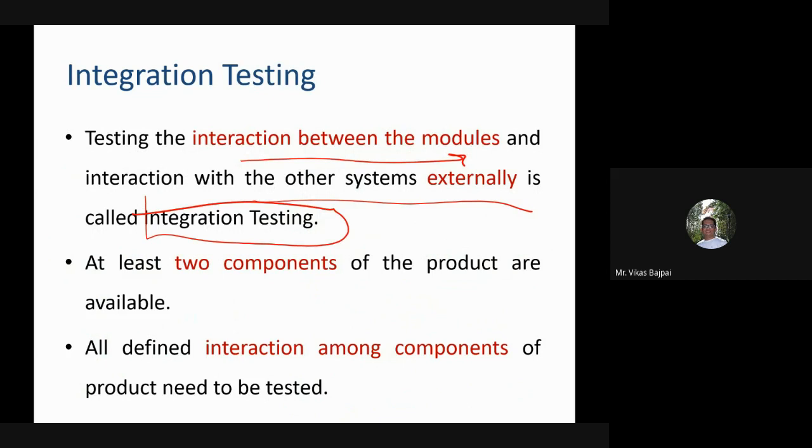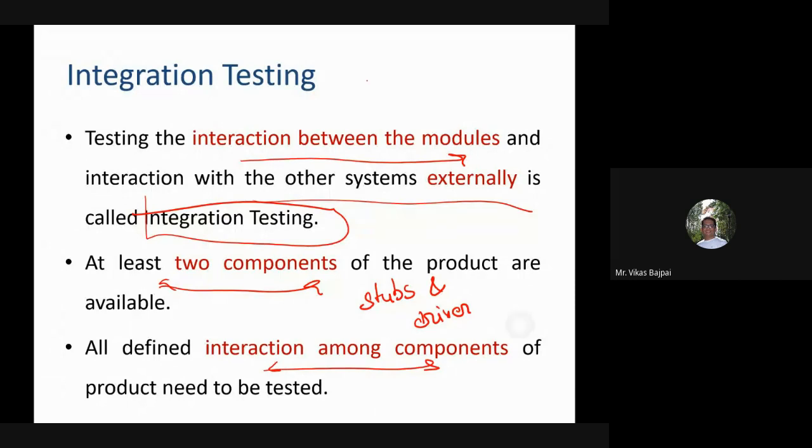For this, I need to have at least two components, right? If at least two of the components are available, then we go ahead with integration testing. Now if I don't have two components, then I take help of stubs and drivers. If I'm not wrong, I've given you homework on studying stubs and drivers, but anyway, I'll cover it formally as well. So I need at least two components of the product, and all the defined interactions among the components need to be tested.